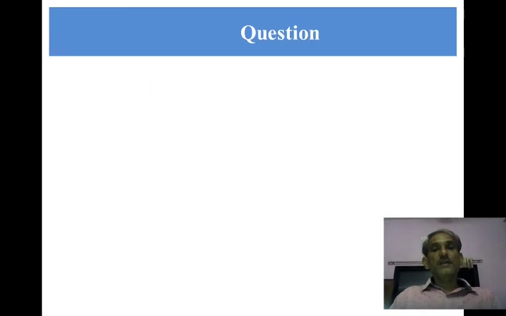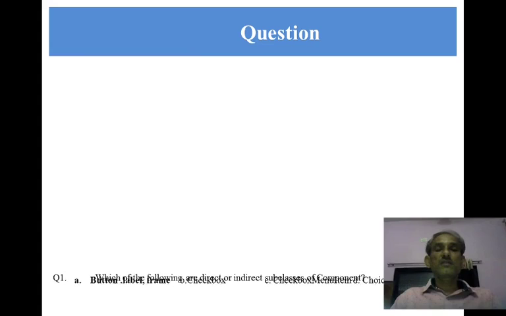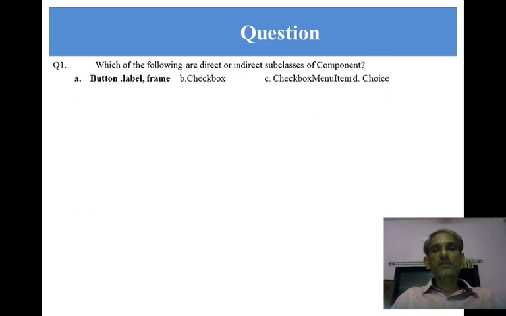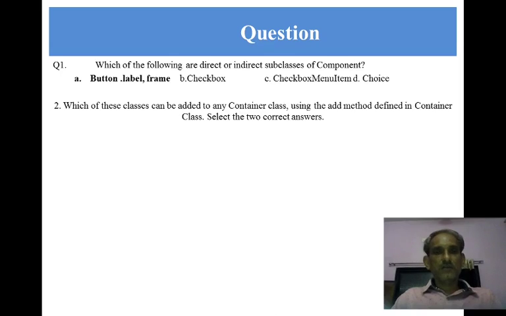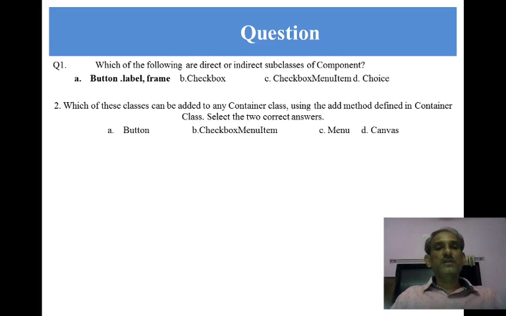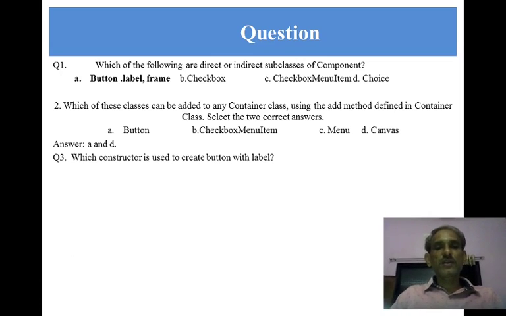So guys, some important questions are there in your examination. Which of these are direct or indirect subclasses of Component? Button, Label, Frame. Which of these classes can be added to any container class using the add method defined in the Container class? Select two correct answers: Button, Checkbox, Menu, CMenu, Canvas. That is A and D, Button and Canvas. Which constructor is used to create a button with a label? That is the second one, Button(String).